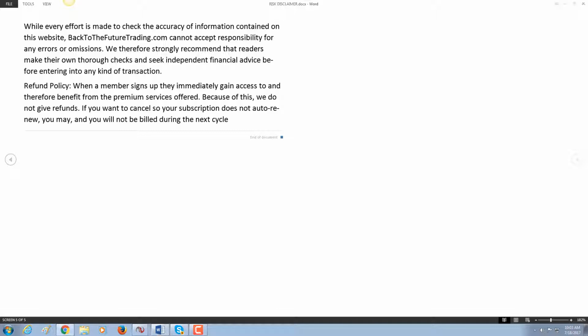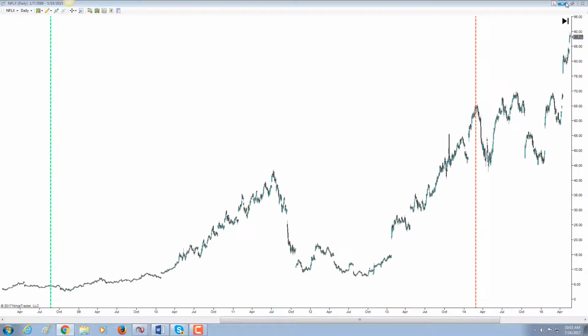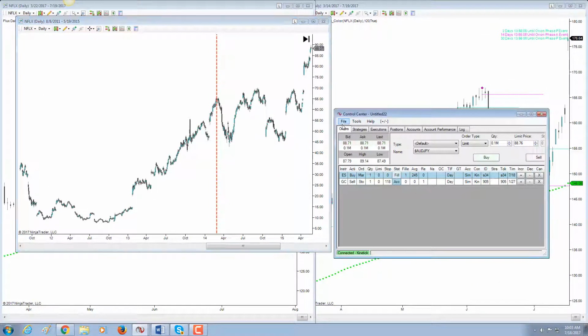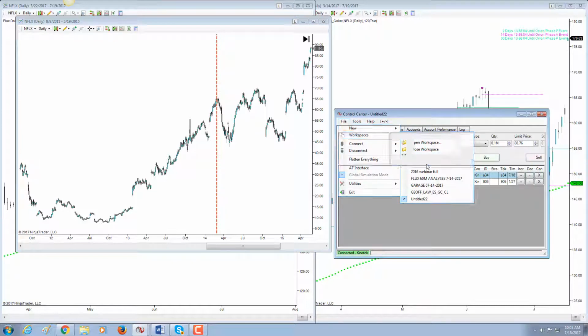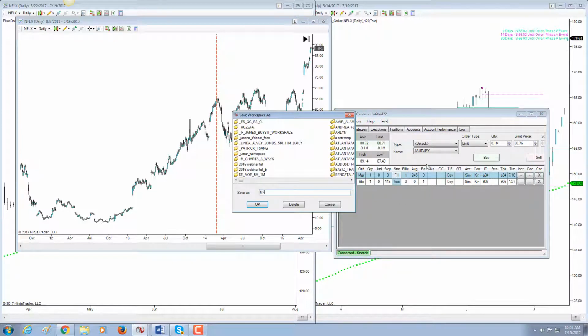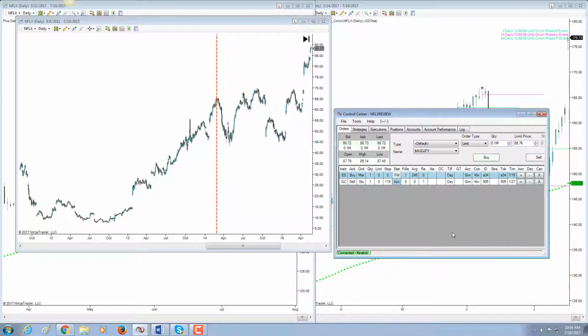Alright, let's take a look at Netflix, and I've got 3 different methods here. I'm going to save this workspace, and we'll review NFLX. And when I'm done, I'm going to post the workspace with my chart markings on here so you can open them.